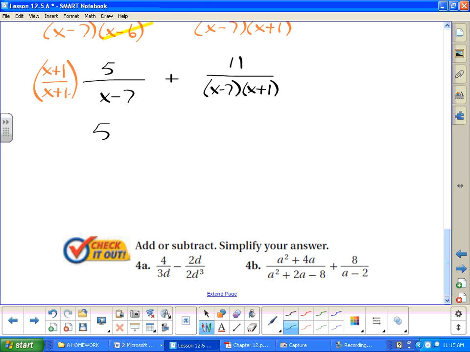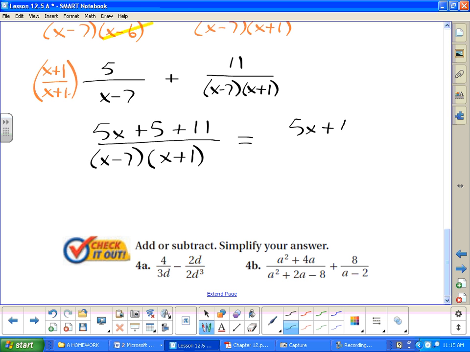So now we've got 5x plus 5 plus 11 over my common denominator of x minus 7 times x plus 1. Then we simplify that. We get 5x plus 16 over x minus 7 times x plus 1. Can we simplify that? Do 5 and anything go into 5 and 16? No. Okay, so we're done there. So that would be our final answer.